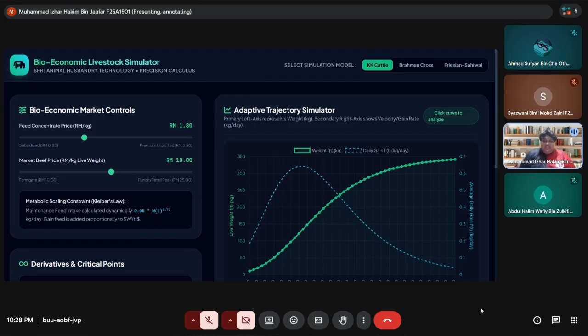So the third part is the interactive graph and simulator. One of the key features of the webpage is the interactive simulator. Users can click on different points of the graph to view detailed information for specific days. The simulator displays data such as animal weight, growth rate, growth acceleration, feed cost, and meat value. This interactive feature makes it easier to understand how biological and economic factors change throughout the growth process.